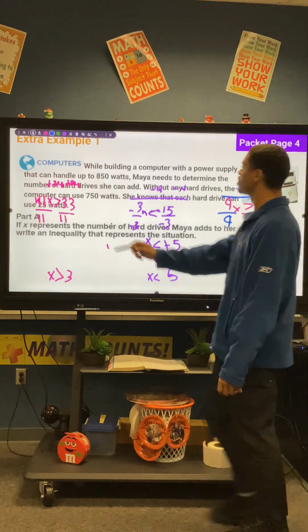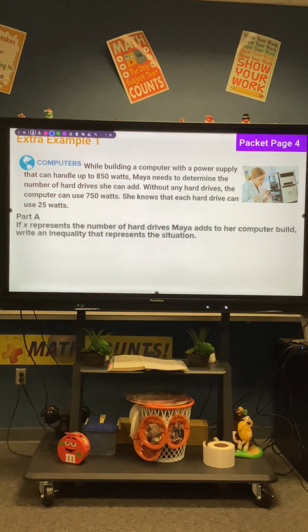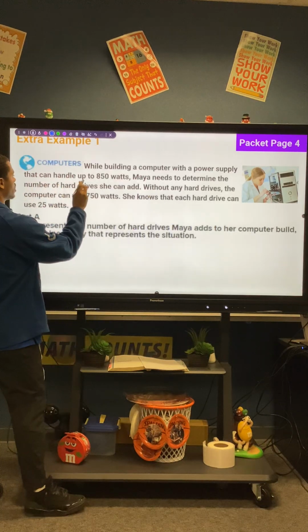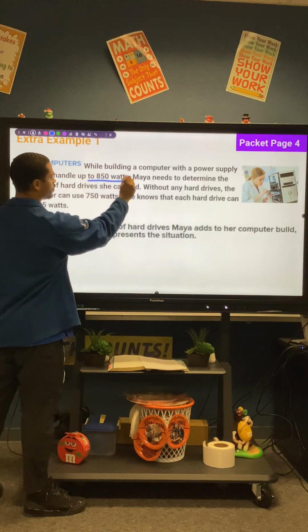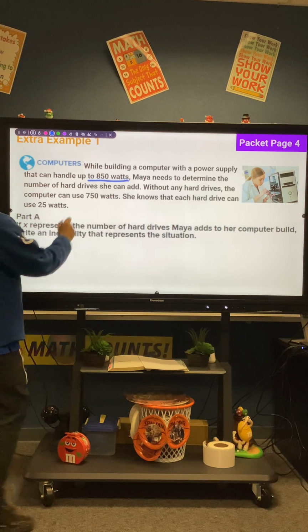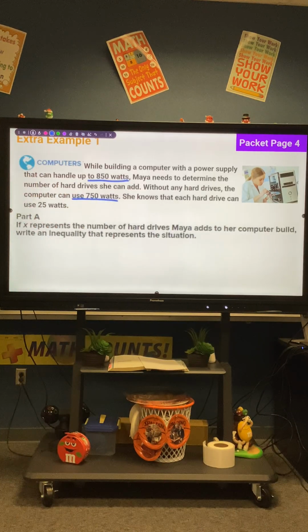Last thing. Because y'all know, whatever we do, we always have to also do word problems. So, Maya's building a PC. Her PC can handle a power supply up to 850 watts. She needs to determine how many hard drives she can add. The computer at base uses 750 watts. Each hard drive she adds uses 25 watts.